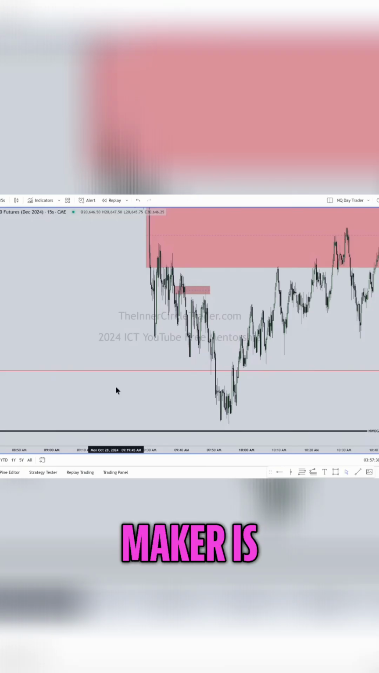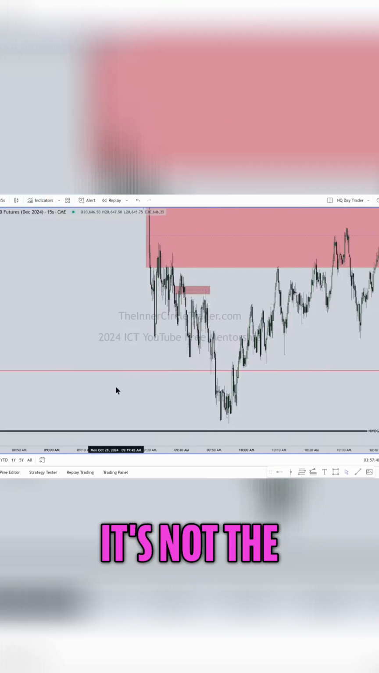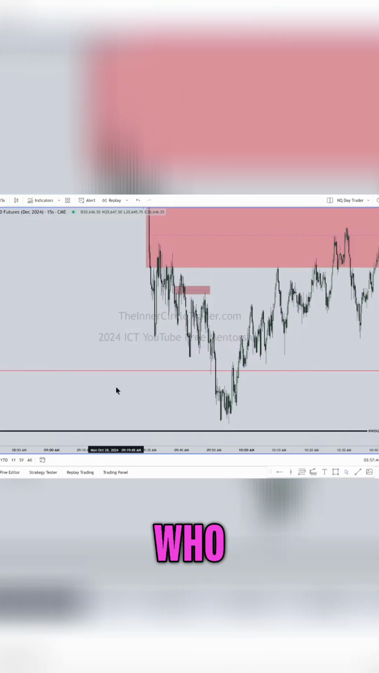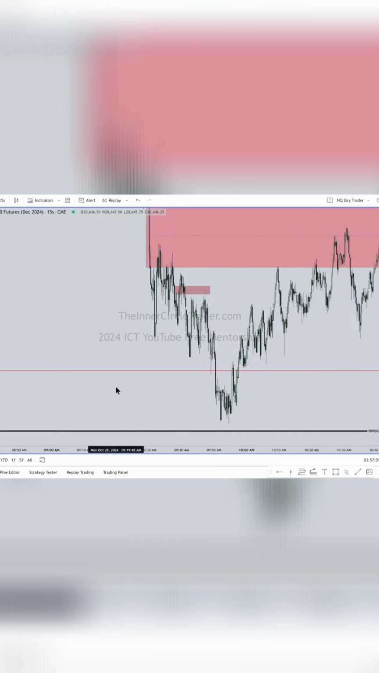A market maker is the person, the entity, the facilitator of price, where it originates from. It's not the buyers and sellers that are creating the origin of price. Who dictates the first print, the opening bell? You don't. I don't. That's never us. That's never us.